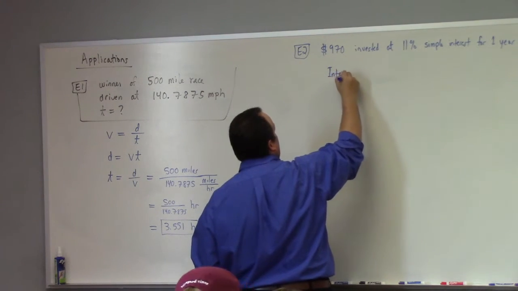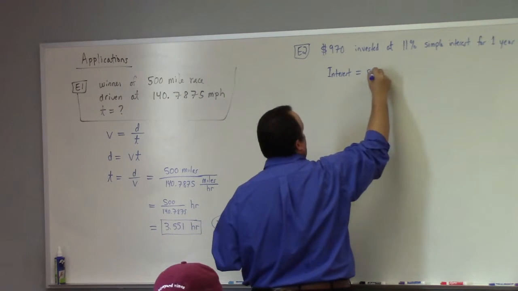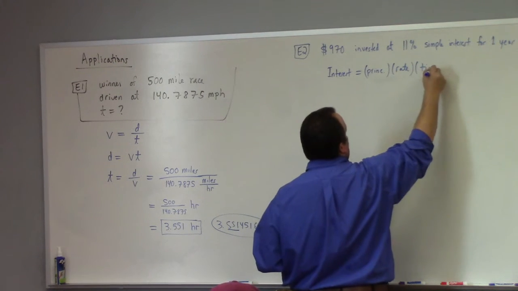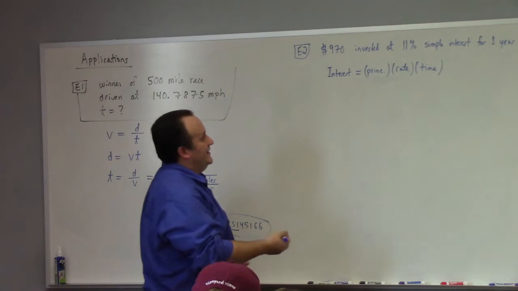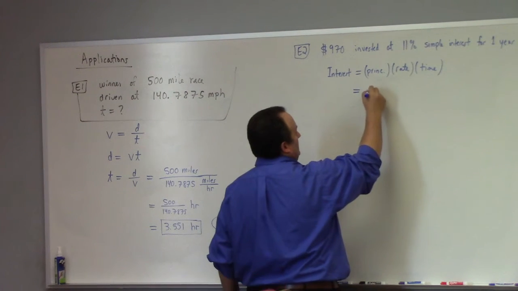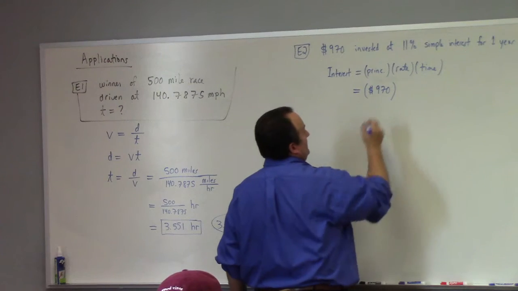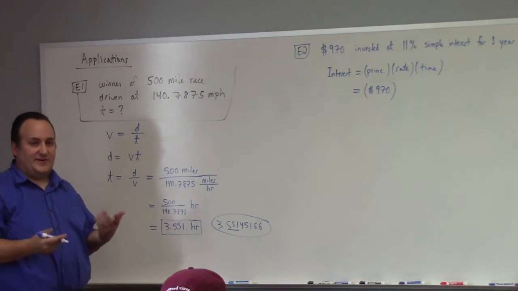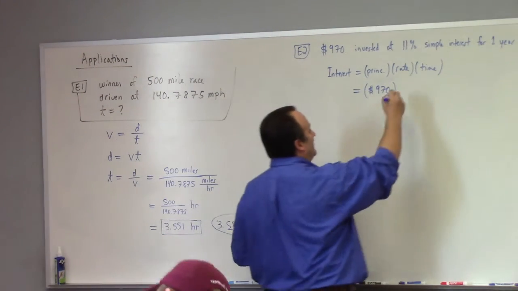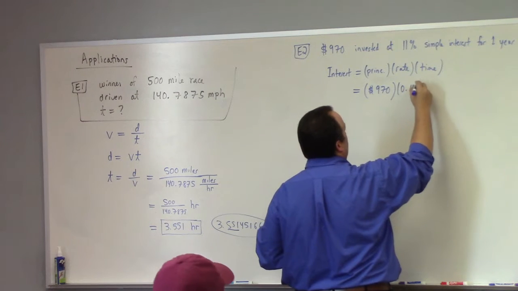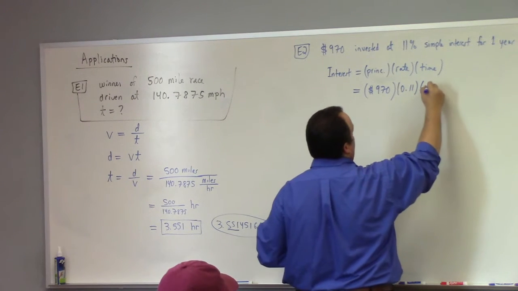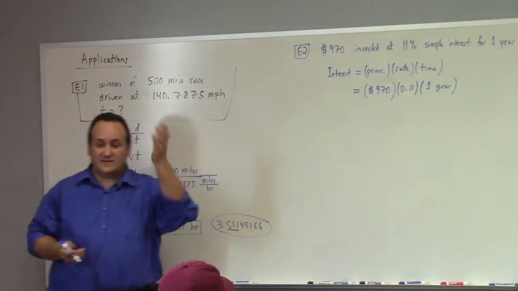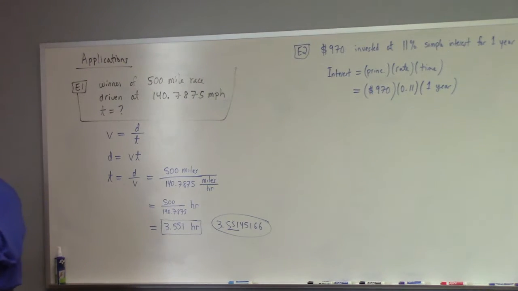Interest equals principal times the rate times the time. So the principal was $970. The rate, what was the rate? 11%, right? So did we put 11 there? I wish, right? No, 0.11, right? And the time is 1 year. So for example, if instead of having a year you had 6 months, the time would be 0.5, a half a year, right?